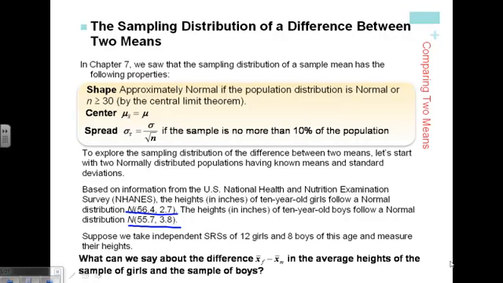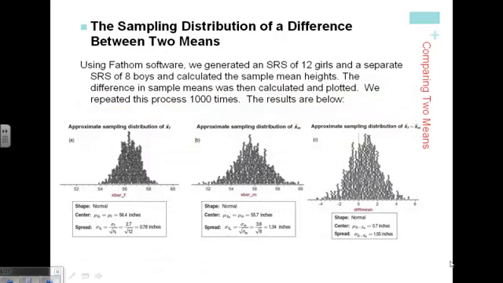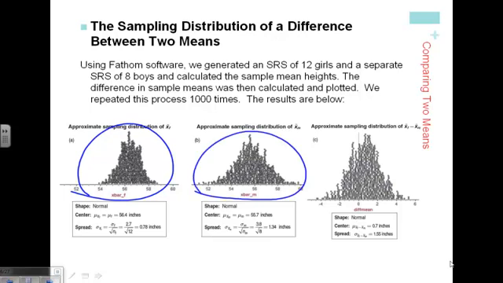So what happens if we look at the distribution of the difference of sample means? Imagine that we take all of these X bars from the female population. We take average after average, and I think we're doing a simple random sample of 12 girls. What happens if we take sample after sample of boys, get their average height, and map them out? Those distributions of sample means both look approximately normal.